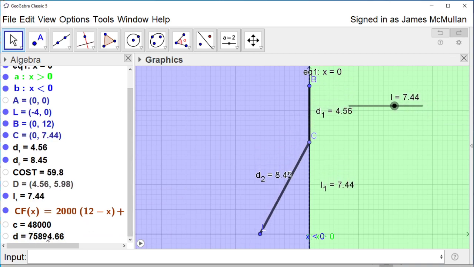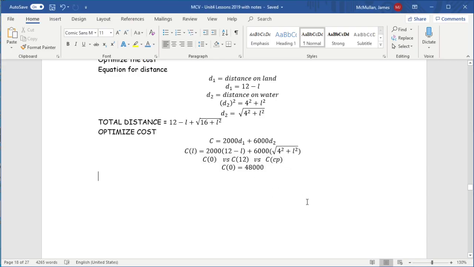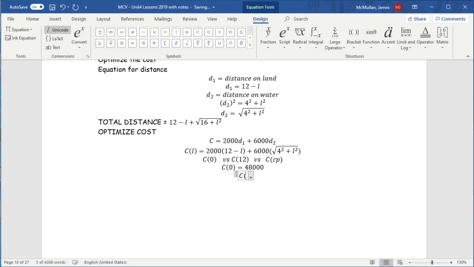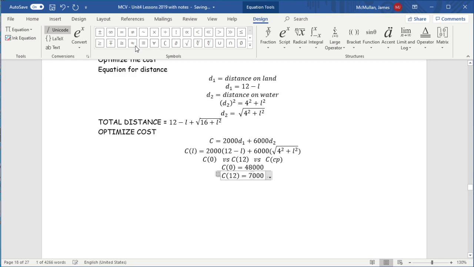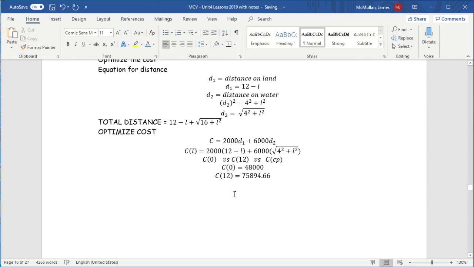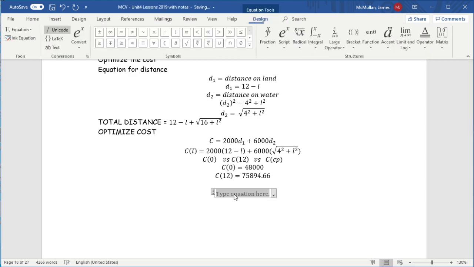Because I have two endpoints, maybe my answer is 0, or maybe my answer is a critical point, right? So let's say C of 12 is approximately 76,000, well, okay, fine, I'll write the answer: 75,894.66. So obviously C of 12 is not the answer. C of 0 might be the answer, but before I do that I need to check the critical point. So let's find C prime of L.